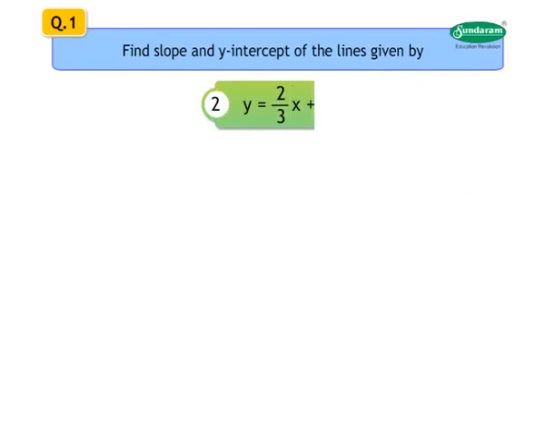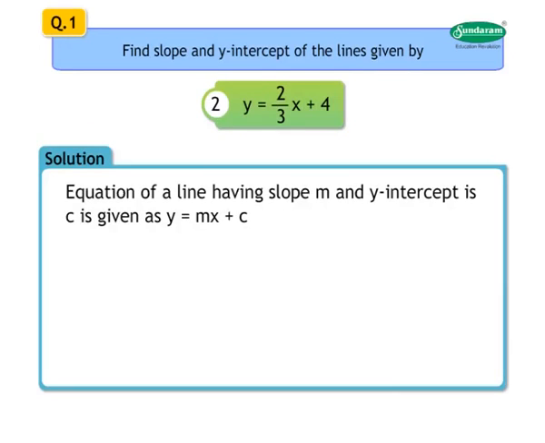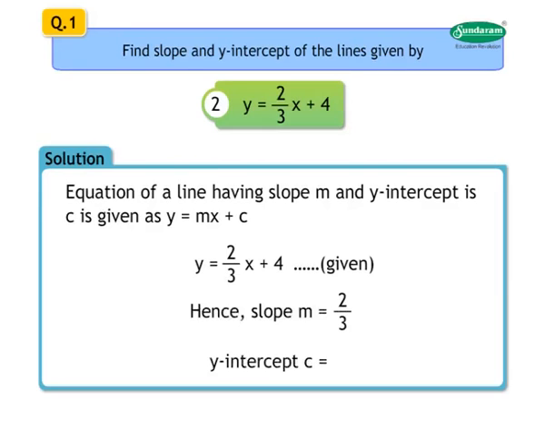Number 2. y = (2/3)x + 4. Solution. The equation of a line having slope m and y-intercept c is given as y = mx + c. y = (2/3)x + 4 is given, hence slope m = 2/3, y-intercept c = 4.